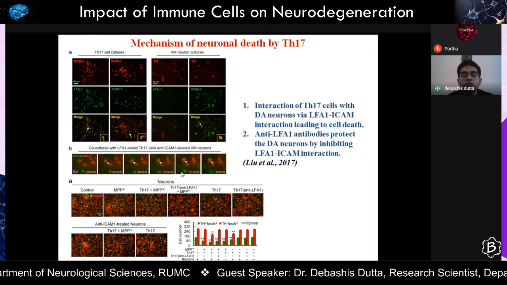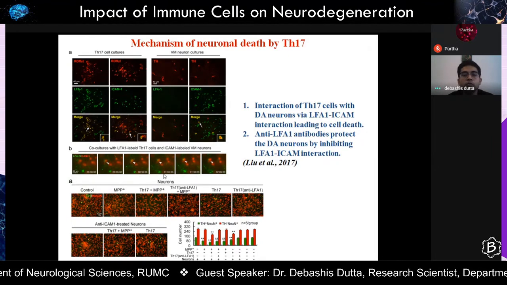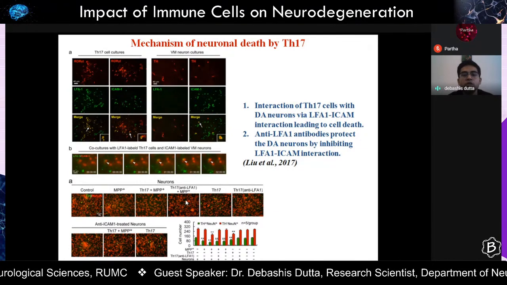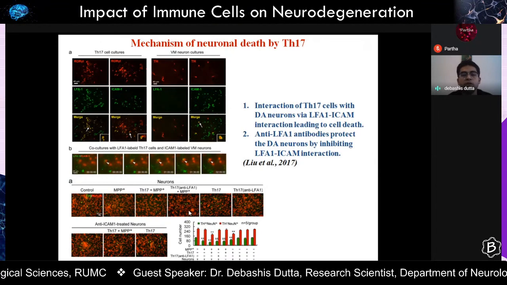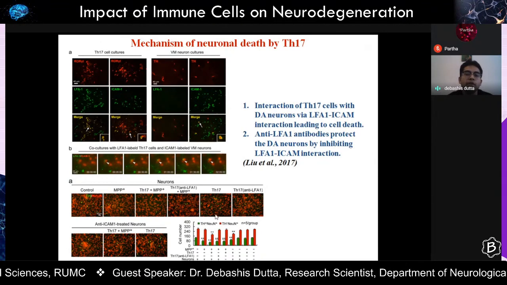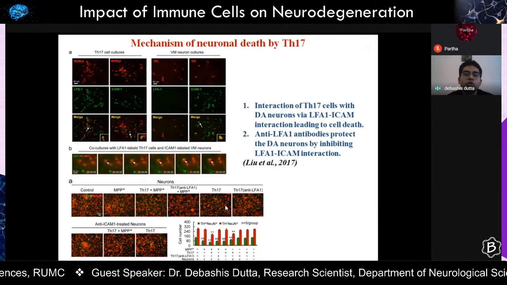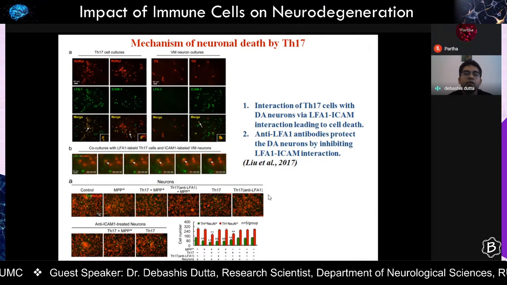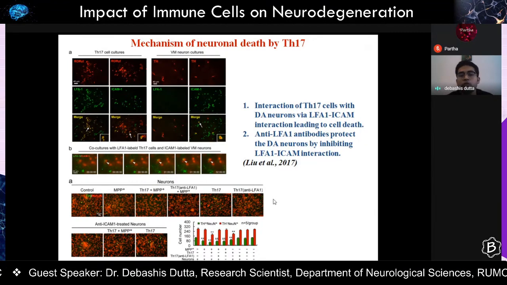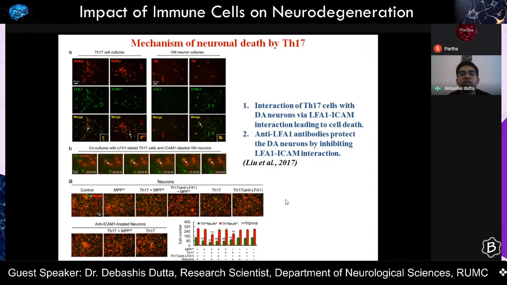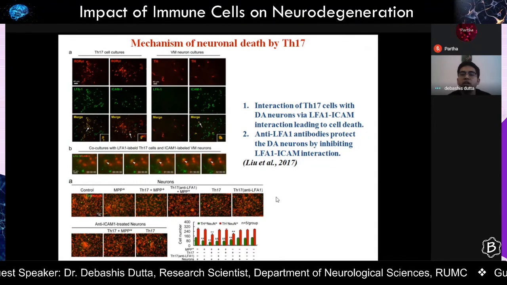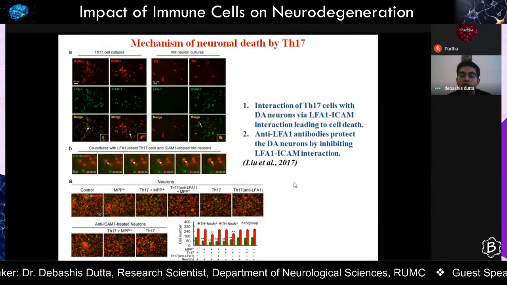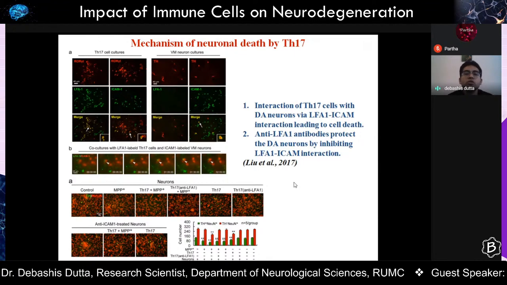And how is this conferred? When this co-culture is made with TH17 cells and the ventral midbrain primary neurons, there is a loss of neurons happening. But this loss of neurons can be blocked if we treat those neurons with anti-LFA1 antibodies, suggesting that when this LFA1 and ICAM1 interaction is blocked by the antibodies, the neural death is not happening. So this is one pathway by which TH17 cells are conferring neural death.